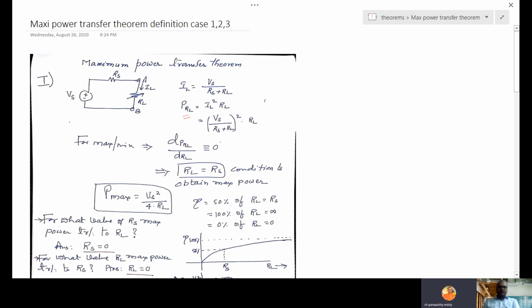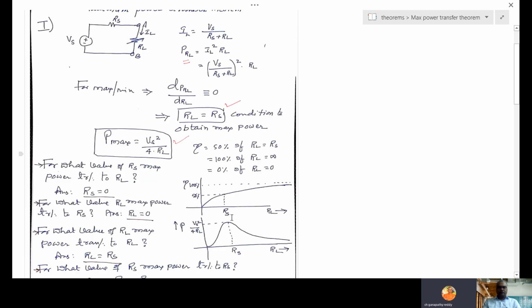Substitute this condition in this equation, simplify, and you get the formula Vs square by 4 into RL. That simplification I am not doing. You substitute and you get this answer. So this formula, the condition, is important to remember. This maximum power formula is also important to remember.